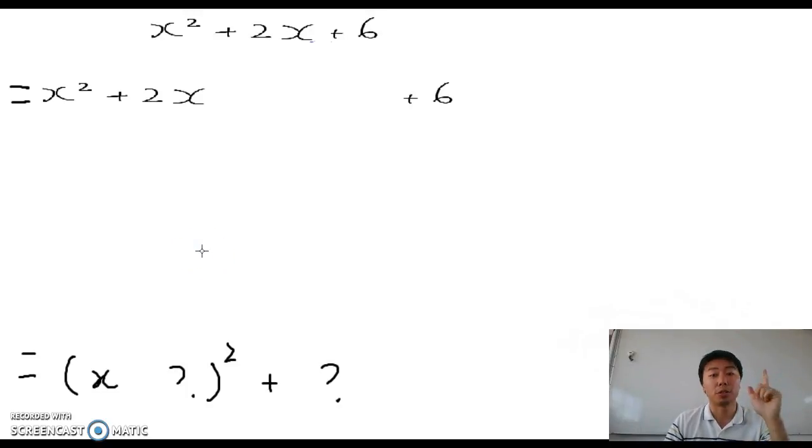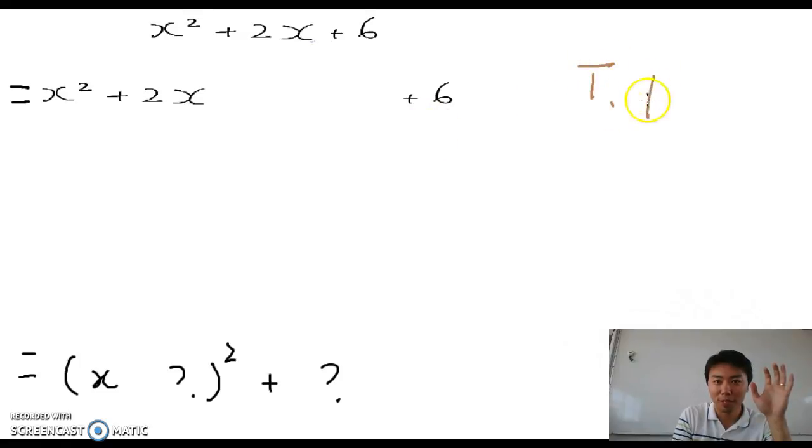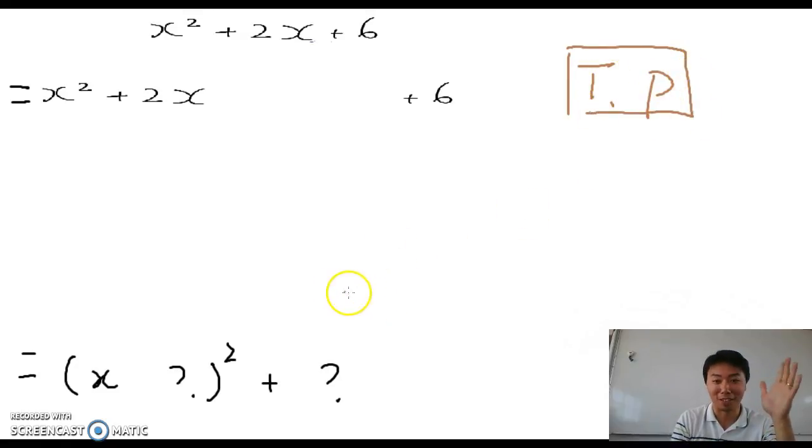I'm going to show you how to do completing the square today. Completing the square, everyone finds it very hard to remember, so I'm going to try to make something easy for you to remember. To do completing the square, we want to find the toilet paper, not toilet paper, sorry, the turning point form. The turning point form, you can remember as TP, which is toilet paper. That's why I call it toilet paper.